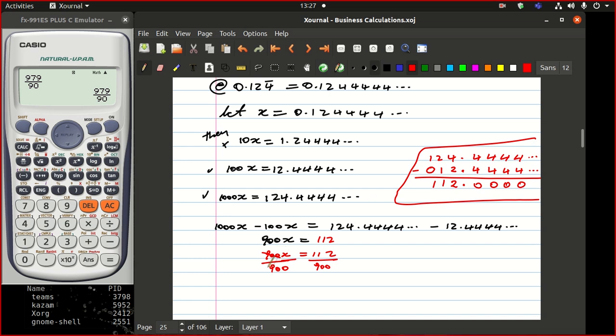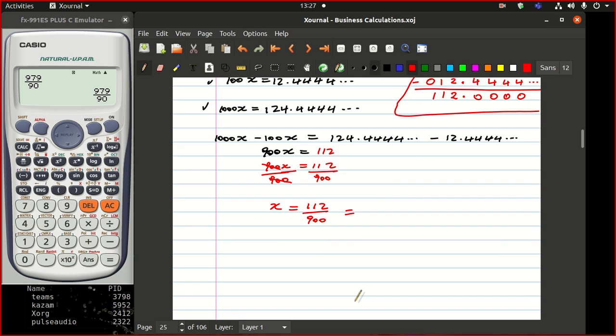So this one and that one will cancel out, and you'll be left with your x equal to 112, and then you divide by a 900. Of course, here there is a highest common factor. We don't know what it is. You can just press this in a calculator and get the answer, or you can just try, because I see a 2 here. I can divide by 2 until I get what I want.